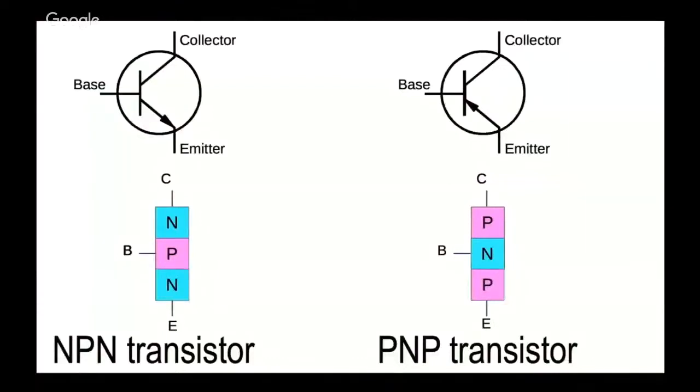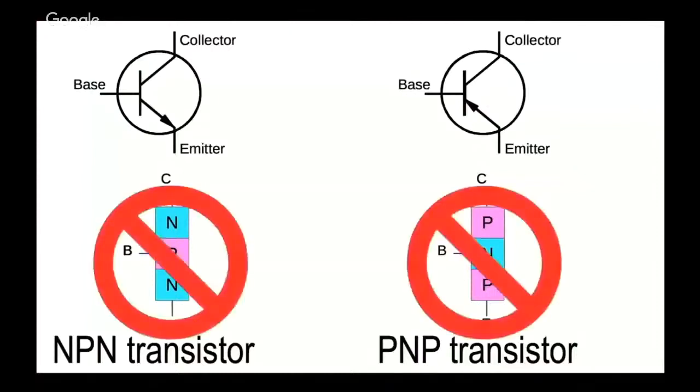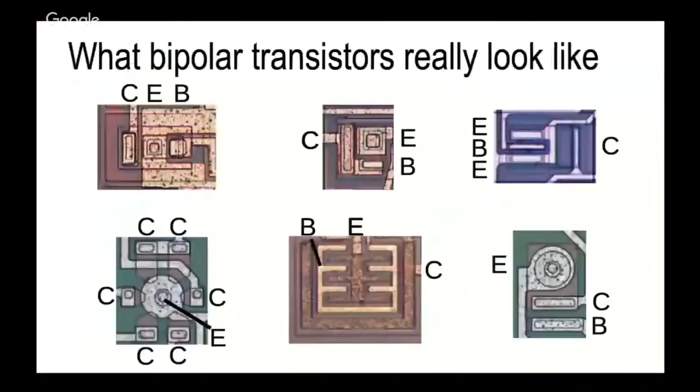But when you look at ICs, it's nothing like that, just totally different. Here are some real bipolar transistors from ICs. Often you have your emitter in the middle. Sometimes it's like a right angle. Sometimes you've got 2 emitters. Sometimes you've got 6 collectors and you can't even find the base. It just gets really strange when you look inside an IC.